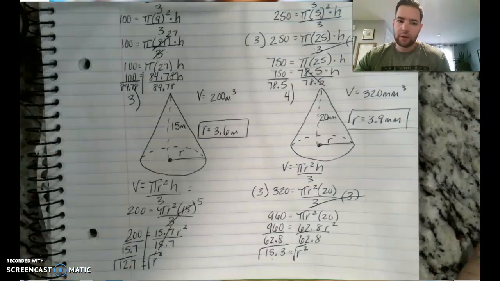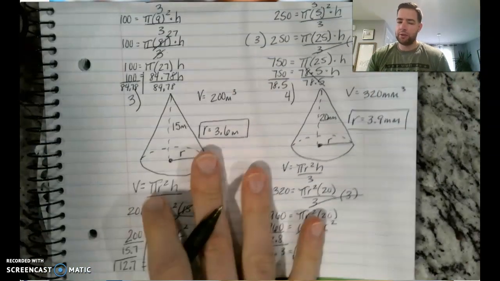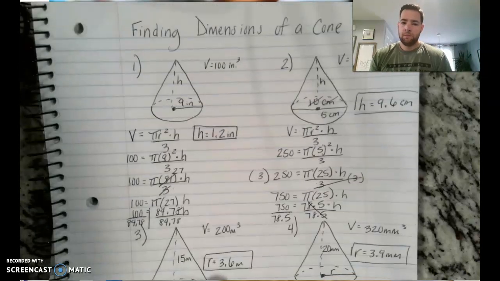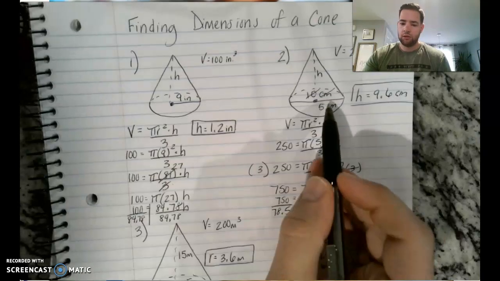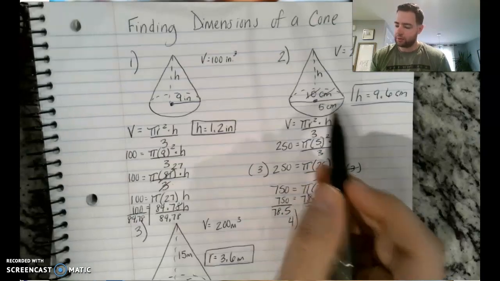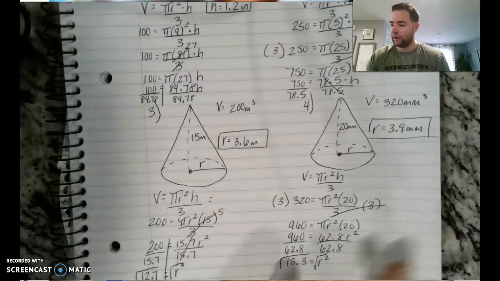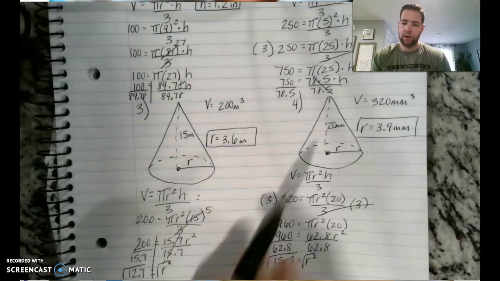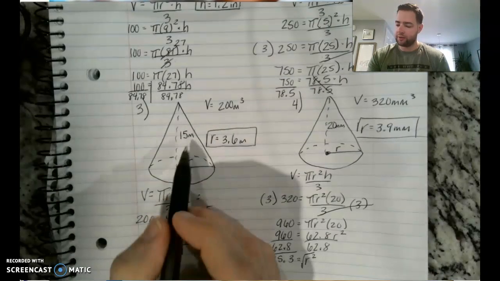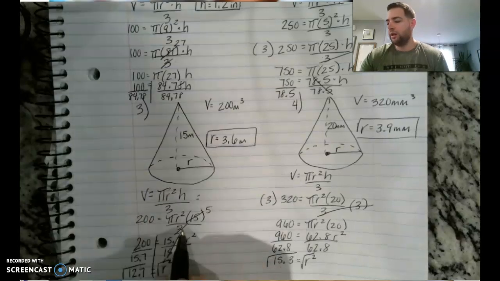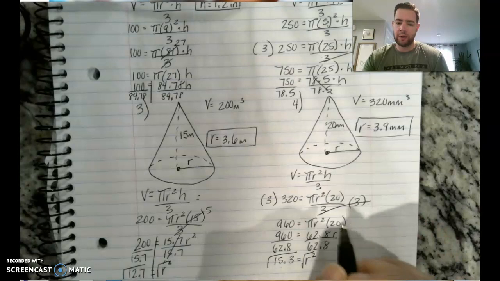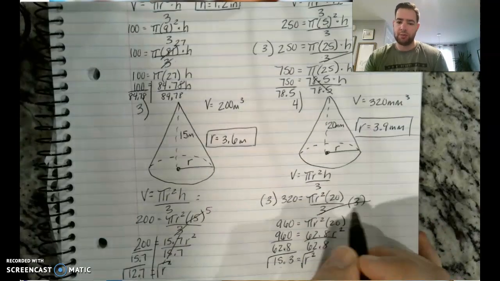So what we've covered is how do we find the height for the first two, if we're given the radius or if we're given the diameter. And then for numbers 3 and 4, we looked at how do we find the radius. One, if we're given a dimension for height that we can simplify by 3. One, we're given a dimension that we cannot simplify by 3, so we had to multiply both sides by 3.